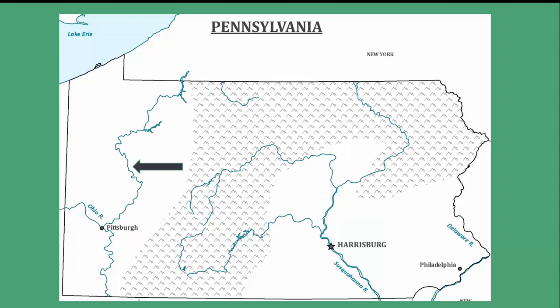Next is the Ohio River. Follow the Ohio River with your finger all the way down to the city of Pittsburgh. Can you trace it? And remember, there's one lake that we can see on our map. There it is. It's up at the top, Lake Erie.